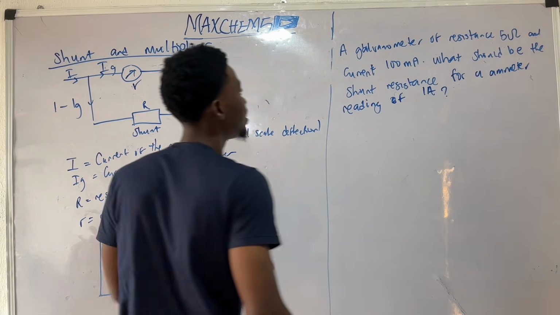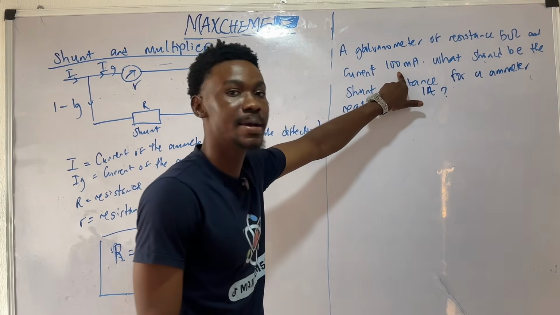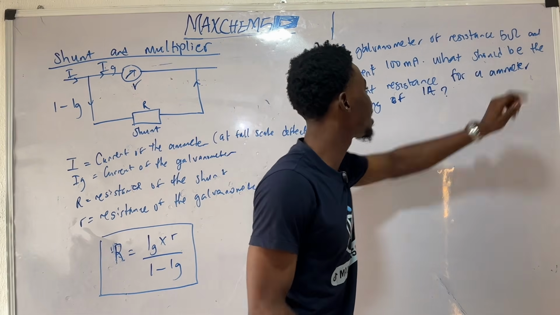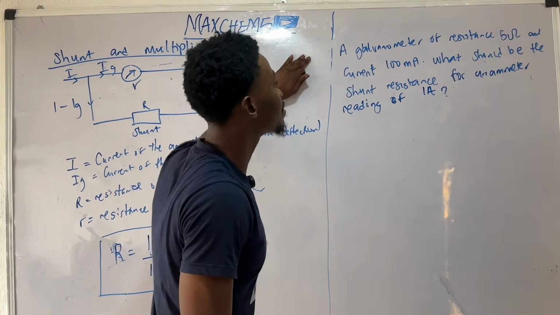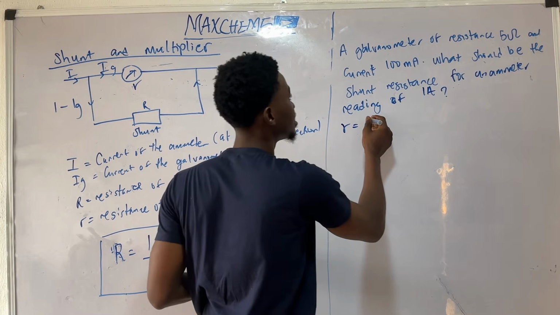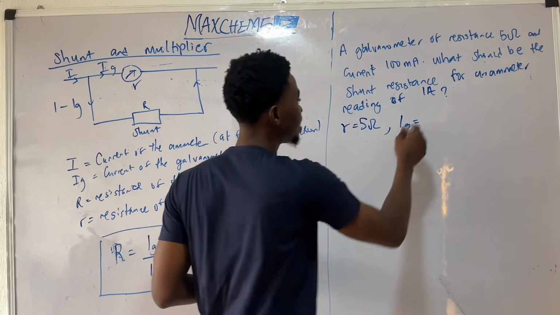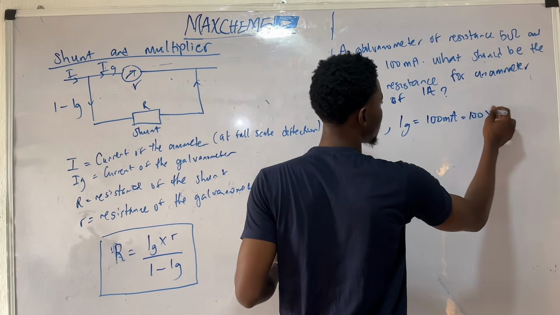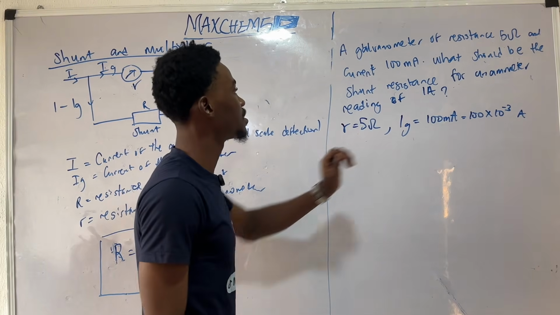So here I have a question that says a galvanometer of resistance 5 ohms and current 100 milliamperes. What should be the shunt resistance for an ammeter reading of 1 amps? So let's write out the parameters we have here. The resistance of the galvanometer, small r, is given as 5 ohms. The current of the galvanometer, IG, is given as 100 milliamps. And 100 milliamps is just 100 multiplied by 10 to the power minus 3 amps. Converting it to amps.